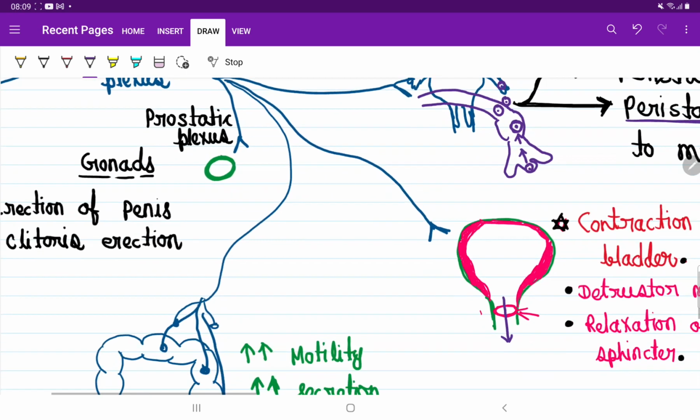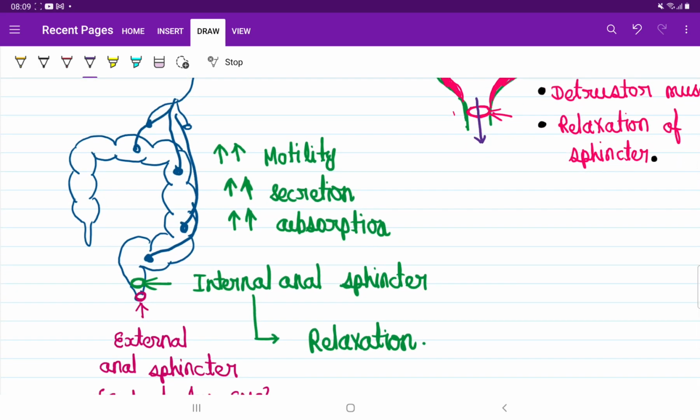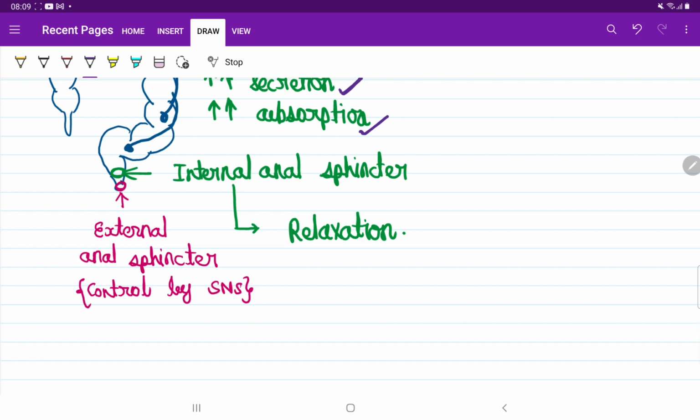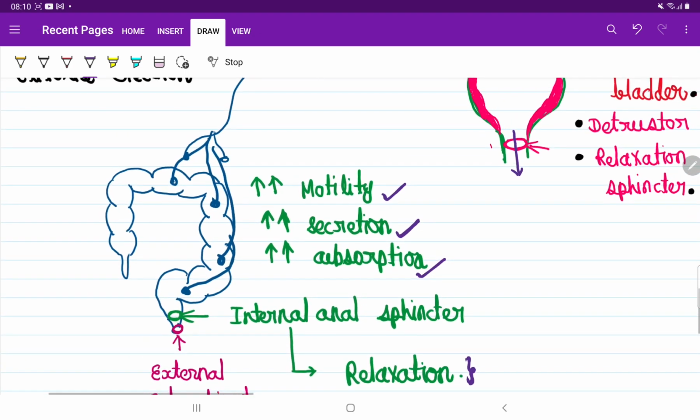Then they supply the large intestine, like the transverse colon, descending colon, sigmoid colon and rectum. They increase motility here, they increase secretion here, they increase absorption here, and they cause relaxation in the internal anal sphincter. Remember, the external anal sphincter is controlled by somatic neural supply, so they cause relaxation in the internal anal sphincter.